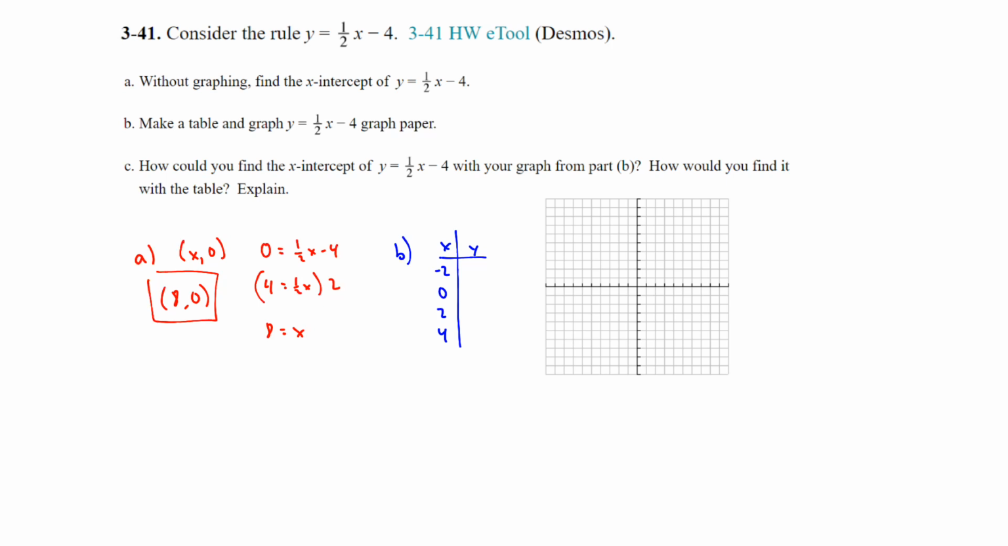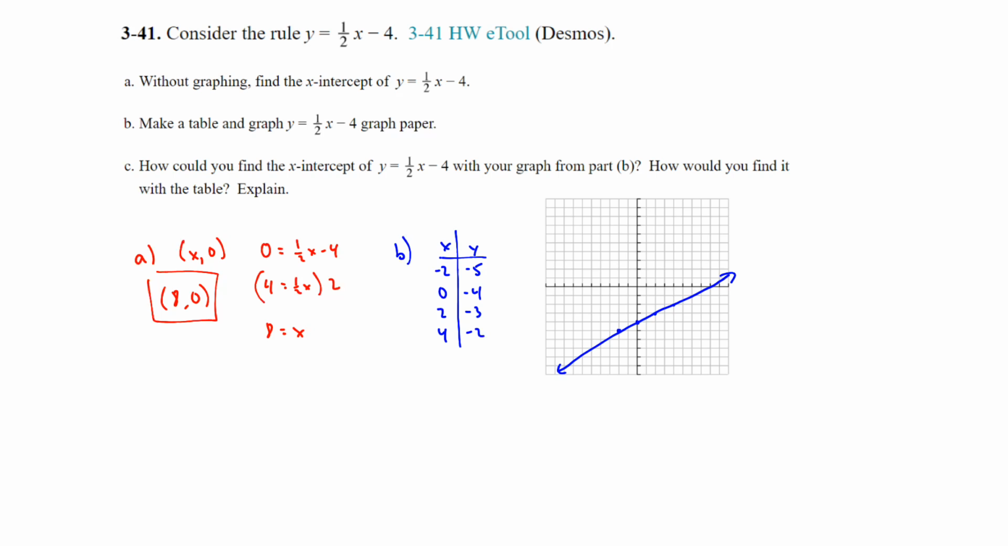And so if I plug -2 in, I get -1 minus 4. If I plug 0 in, I get 0 minus 4. Plug 2 in, 1 minus 4, and you can see how the rate of y is changing. And if you plug 4 in, you get 2 minus 4, which is -2. And so we can graph those points: (-2, -5), (0, -4), (2, -3), and (4, -2). And so I can go ahead and graph the best I can without a straight edge.